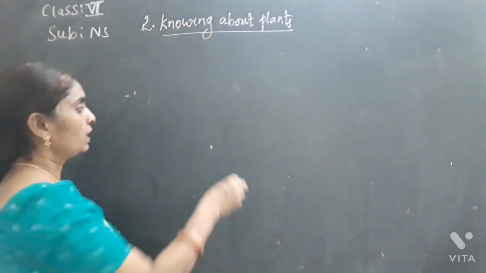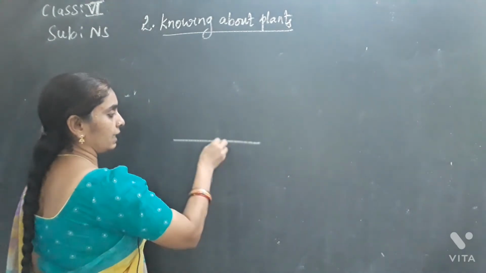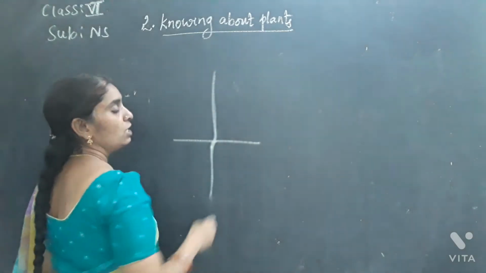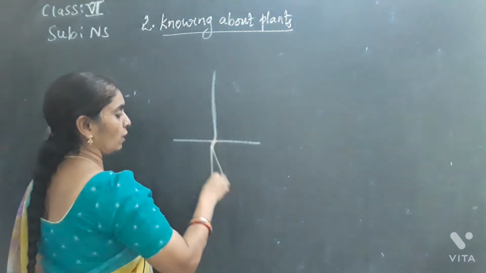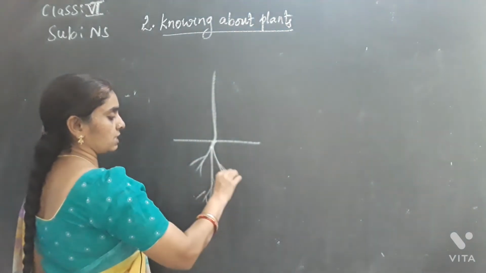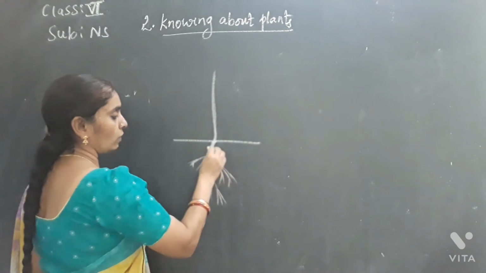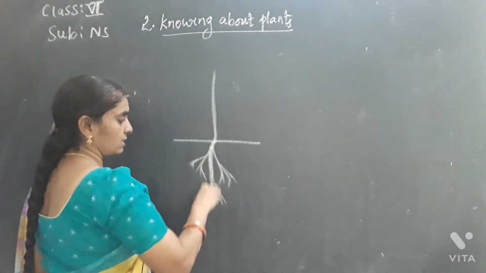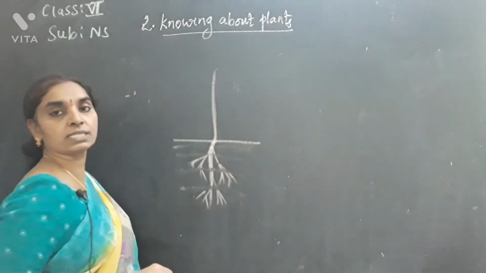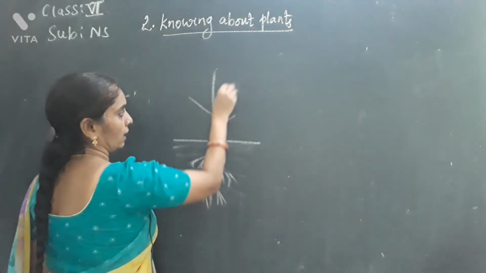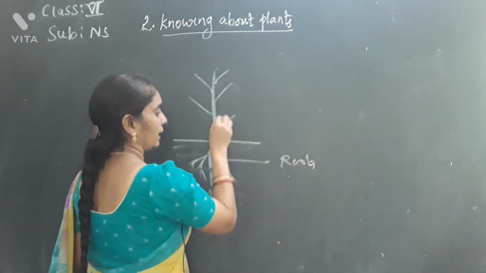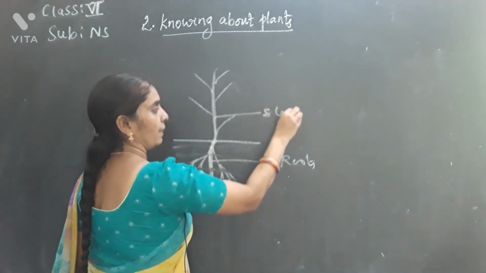What is the stem? You know very well, the plant contains 2 parts. One is the root system and the other one is the shoot system. Stem belongs to the shoot system, isn't it? This is the root system which lies below the soil, and this is the shoot system which is above the soil. So here these are roots of the plant, and this is the stem of the plant.